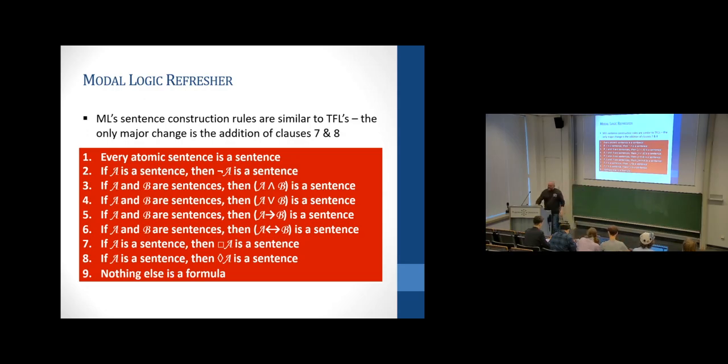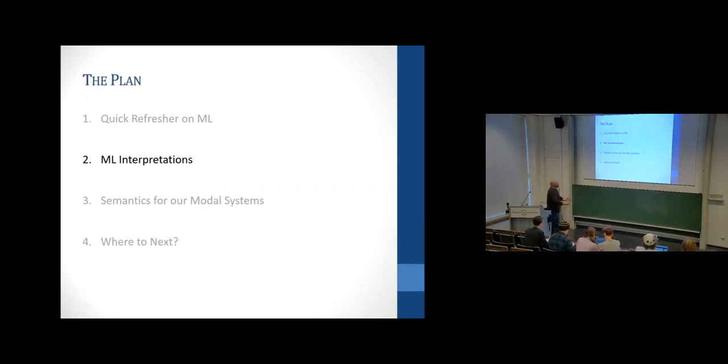Cool. Okay. So we've got the grammar. Now we need to think about, when are they true or false? How do we assess ML sentences? And this gets us to ML interpretations.